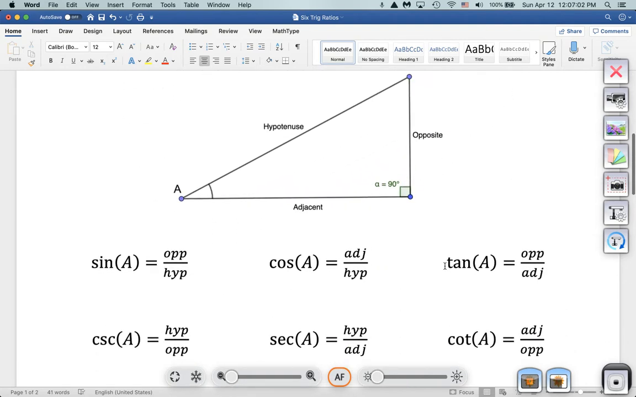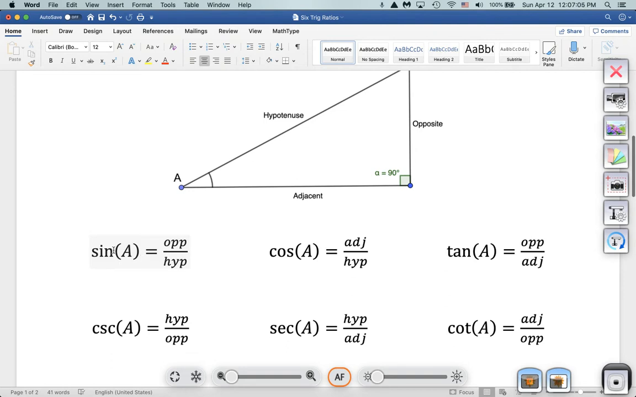So in other words, let's look at those six ratios again. Sine of A is opposite over hypotenuse, but the cosecant of A is the hypotenuse over the opposite. Look at those two fractions and notice how they're just flipped upside down. The cosine of A is the adjacent over the hypotenuse, where the secant is the hypotenuse over the adjacent. Again, it's just that ratio flipped upside down. It's the reciprocal. The tangent of A is the opposite over the adjacent, where the cotangent of A is the adjacent over the opposite. It's just flipped upside down.